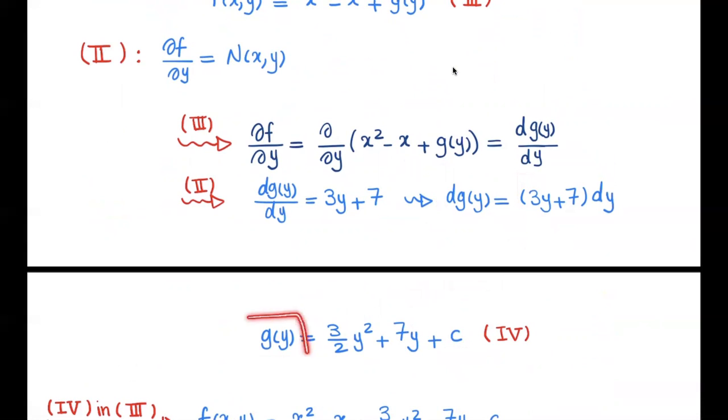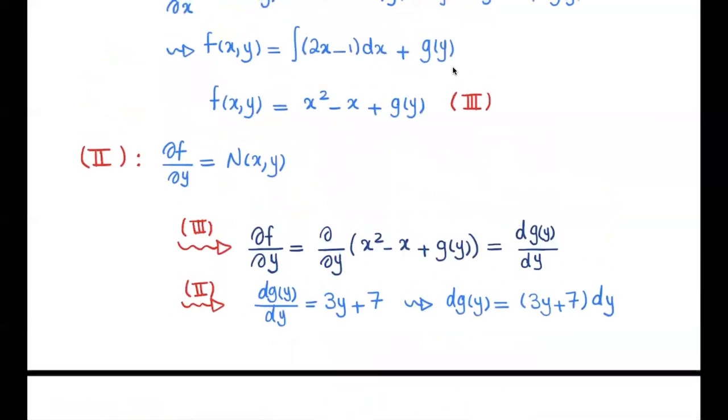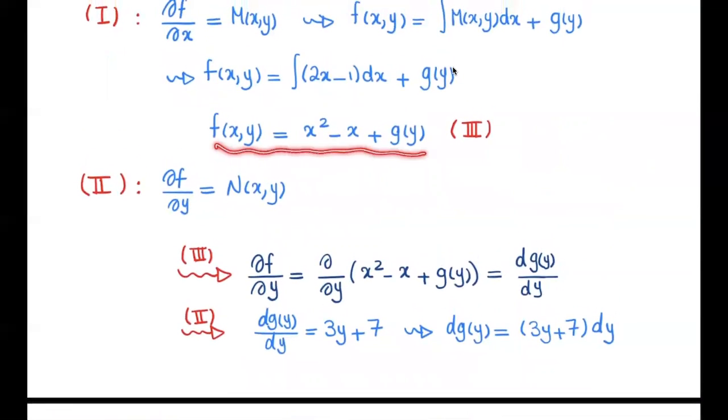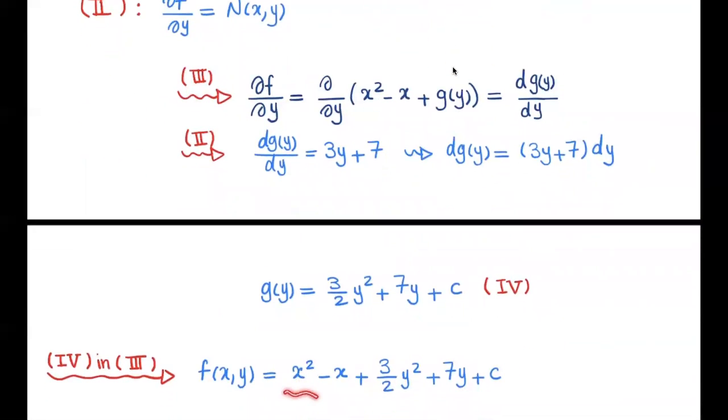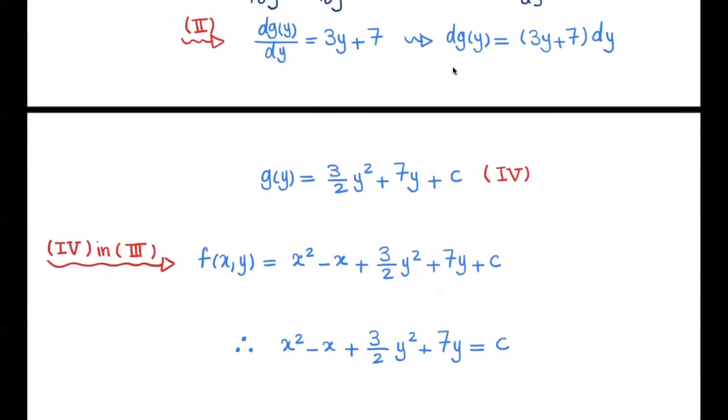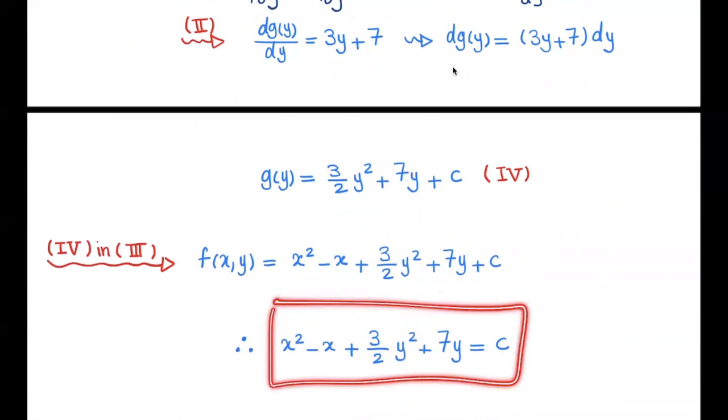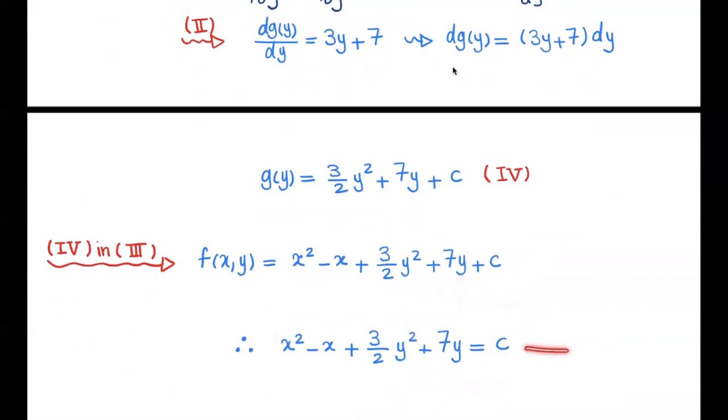So now that we found the function g, we can put it here and find f of x and y. So f of x and y is x squared minus x plus g. So we can say that x squared minus x plus 3/2 y squared plus 7y is equal to c. And this will be the answer or the solution to the given differential equation.